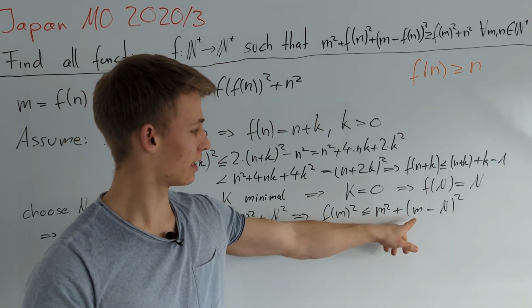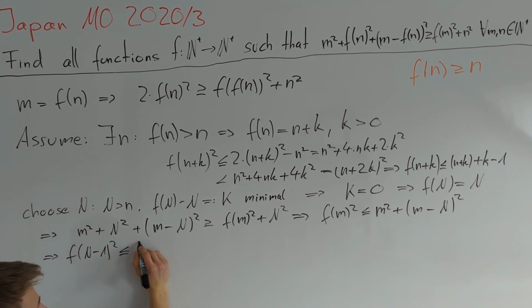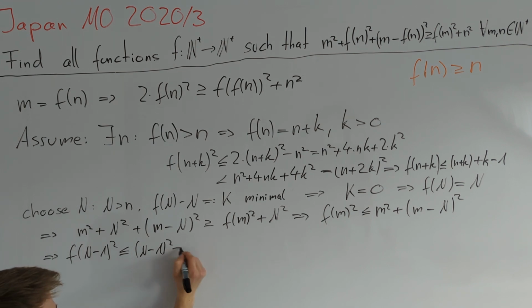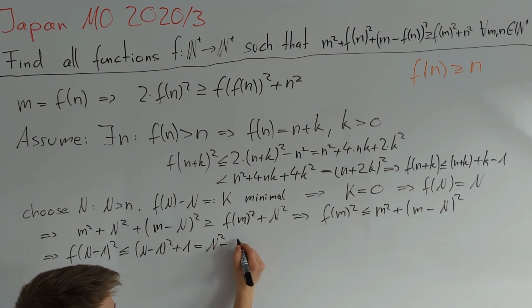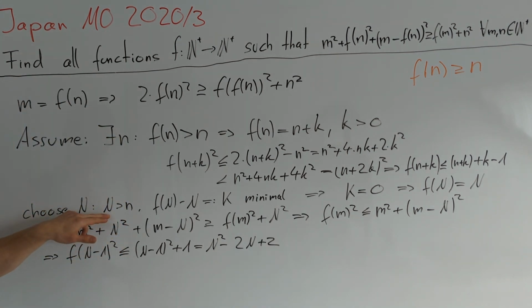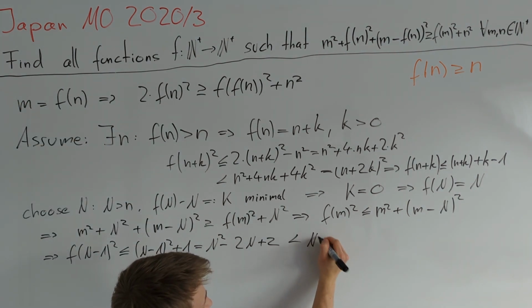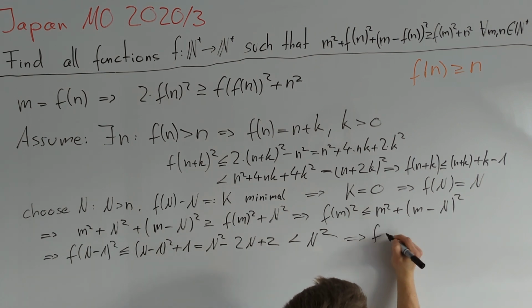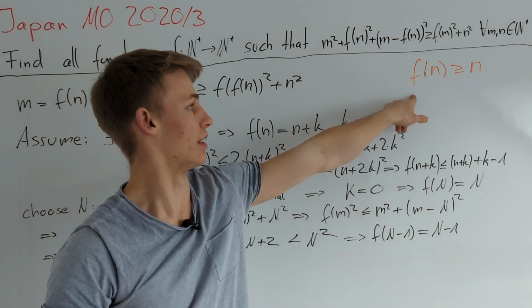Therefore, we are motivated to plug in N minus 1 for m and get that f of N minus 1 squared is less than or equal to N minus 1 squared plus 1, and this is now equal to N squared minus 2N plus 2. And now we remember that capital N is larger than n, and this means that capital N is at least 2, and therefore this is clearly less than N squared. This implies now that f of N minus 1 must be equal to N minus 1 because we have the inequality f of n is greater than or equal to n.